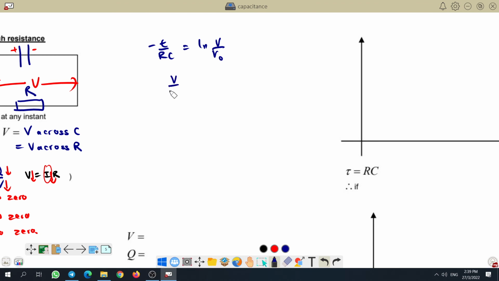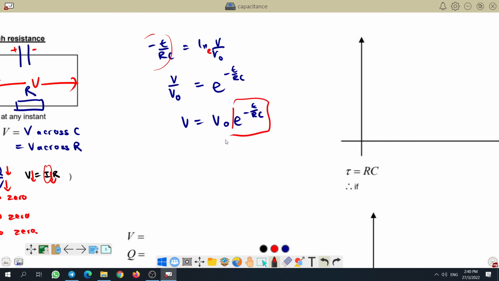So V per V naught equals B per B naught equals e to the power of negative t per RC. So V equals V naught e negative t per RC. Simple. If they don't ask you to prove, you just need to remember this part.